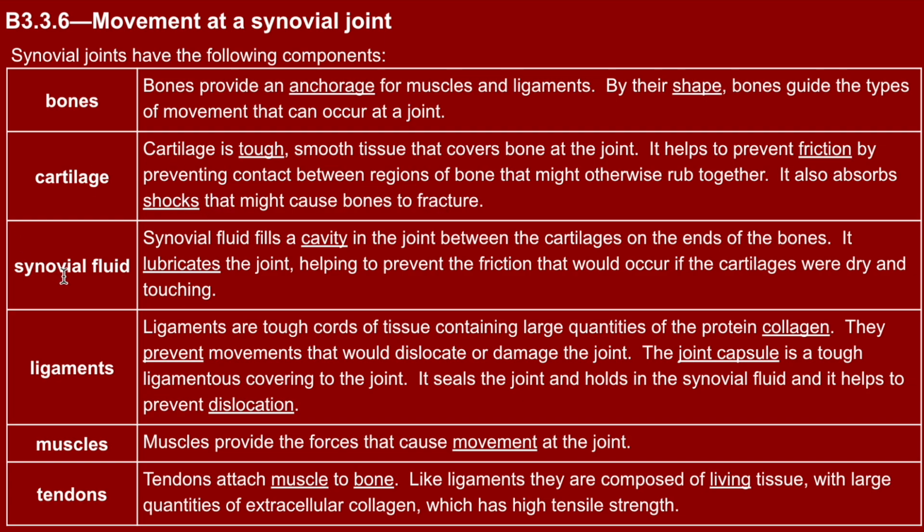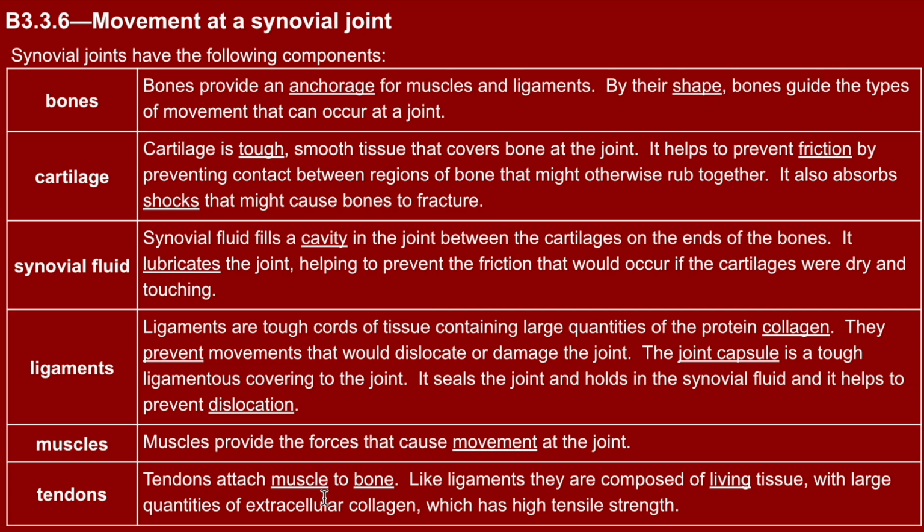Okay, so remember that synovial fluid I mentioned is a lubricating fluid. It fills a cavity in the joint between those cartilages on the ends of bones. It helps prevent friction. Ligaments are tough cords of tissue containing large quantities of the protein collagen. They prevent movements that would dislocate or damage the joint. The joint capsule is that tough ligamentous covering to the joint that seals the joint and holds in that synovial fluid and helps prevent dislocation.